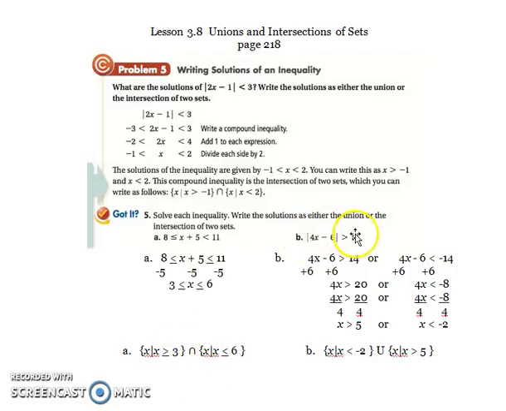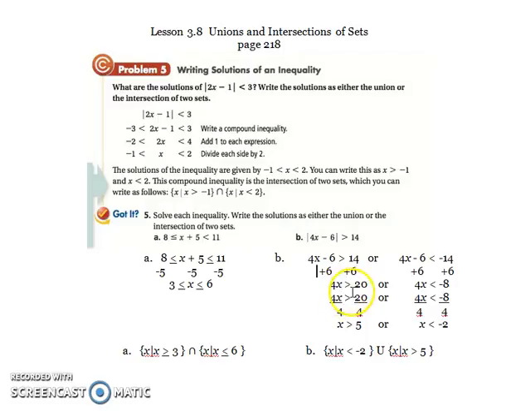Okay, part B is greater than, which means we're probably going to end up with an or. And the reason I say probably is because negatives can throw that off, but you never know. So 4x minus 6 is greater than 14, or 4x minus 6 is less than negative 14. Change this, change this. Okay, add 6 to both sides. I got my 6's in the wrong place here.